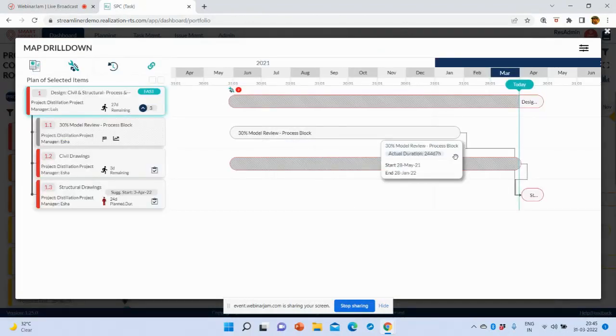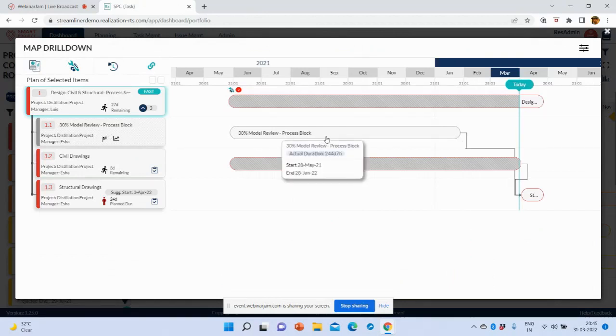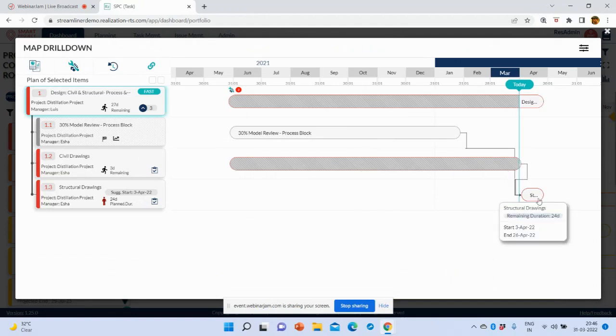And there is a detailed network inside, which is about the model review of a process block, which is just a detail, and is complete right now. Then there are civil drawings and there are the structural drawings. The civil drawings are almost about to finish, and the structural drawings are still remaining. And civil and structural are connected. Only after completing this can the structural engineers complete their structural drawings. So this is the job of the engineering team.